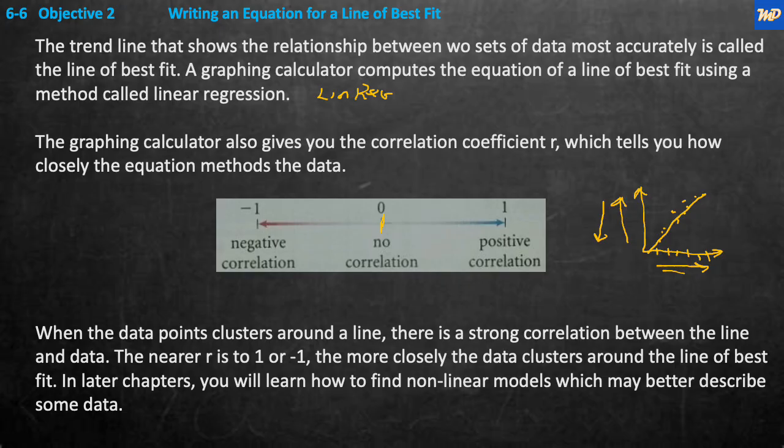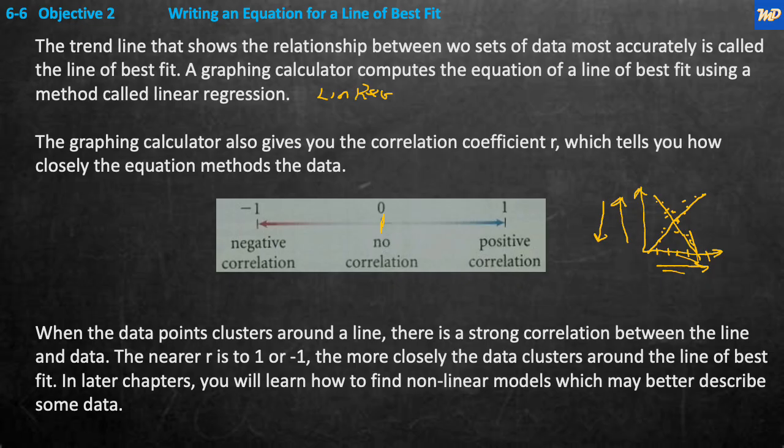As you go in this direction, the dots would be going down, and the line would be going in this direction. So that's basically the difference. As x goes positive and y goes positive, it's a positive correlation. If x goes positive and y goes down, it's a negative correlation. And that's all they're talking about there.